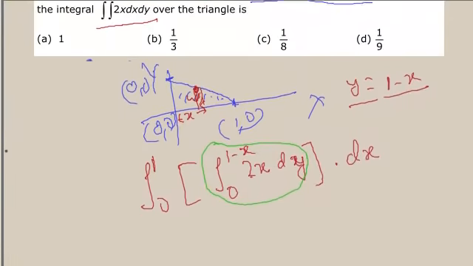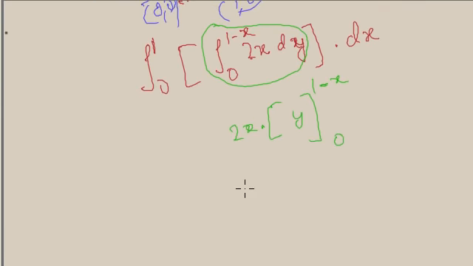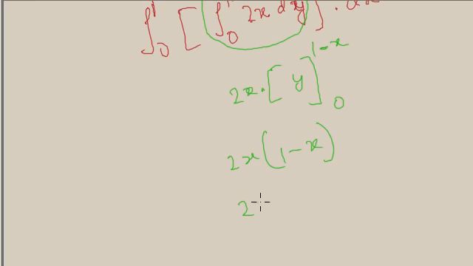For this particular portion, the solution is, you are required to treat x as constant. So twice x you can treat as constant, and integration of 1 is y, and you are required to put 1 minus x first in place of y and then 0. So the answer will be twice x into 1 minus x minus 0, that means twice x minus twice x square.